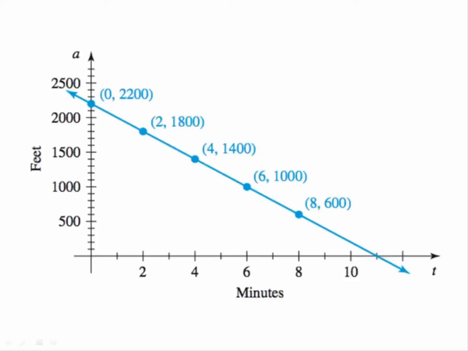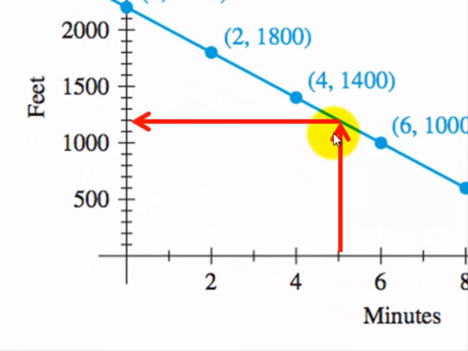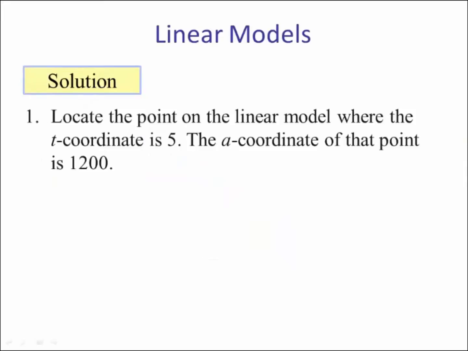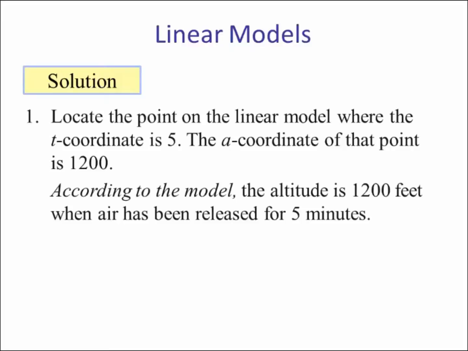So here we have our model. We are given that the time T is equal to 5, and we are going to estimate the altitude, and we see that the altitude is about 1,200 feet. So this point here has coordinates 5 and 1,200. So we locate the point on the model. The T coordinate is 5, the A coordinate is 1,200. So if we were to interpret this, we would say, according to the model, the altitude is 1,200 feet when the air has been released for 5 minutes.